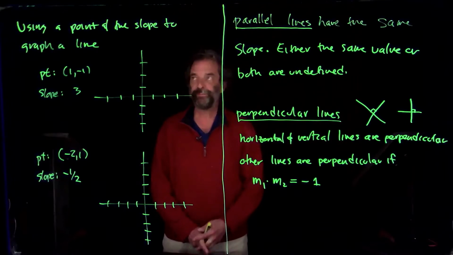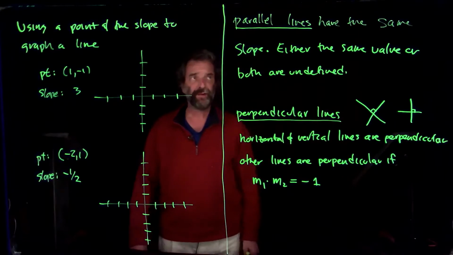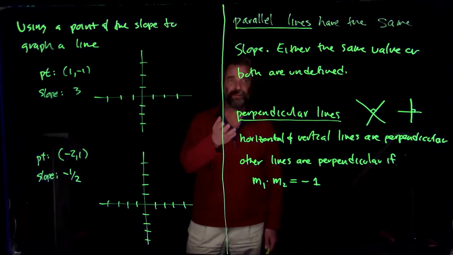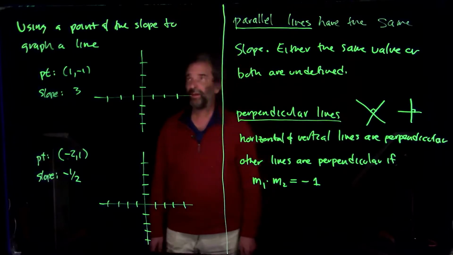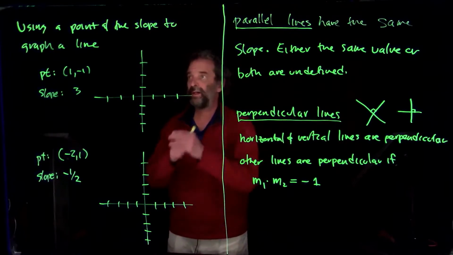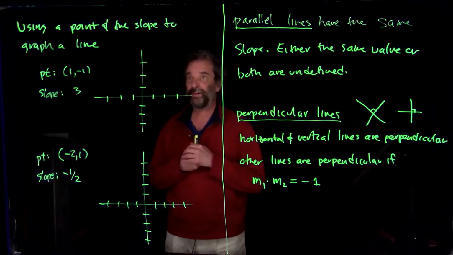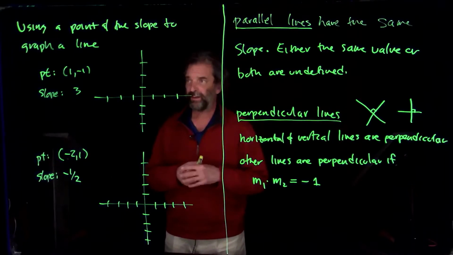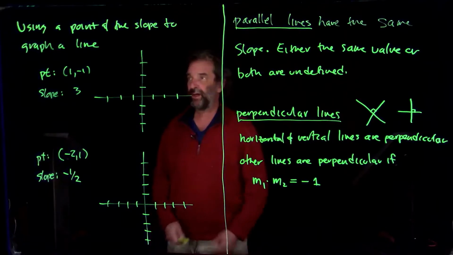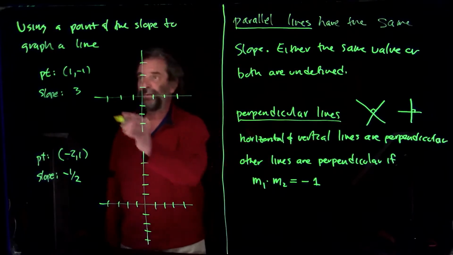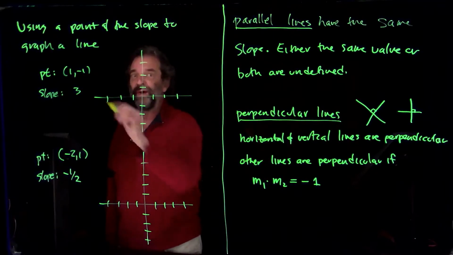Well, here we are, doing some more graphing. We're going to talk about parallel and perpendicular lines. Particularly, we're going to try to draw these lines that have a given point on the line and the slope given to us. We just have to sketch it out. So, for example, this one has slope 3, passes through the point (1, -1).